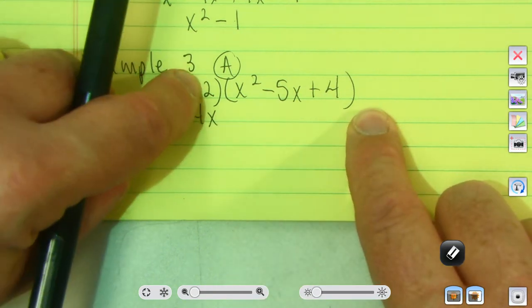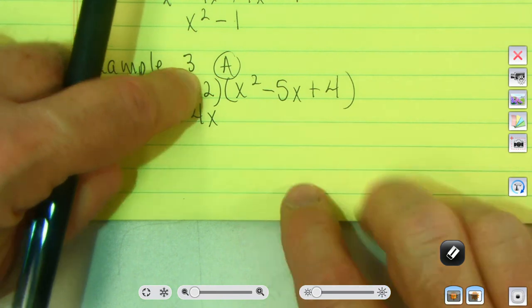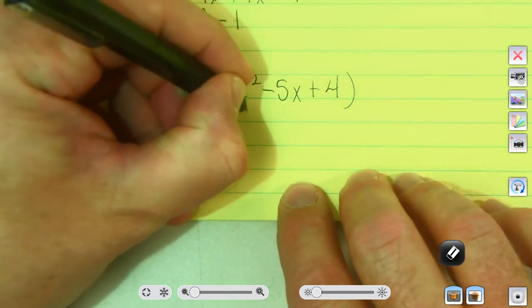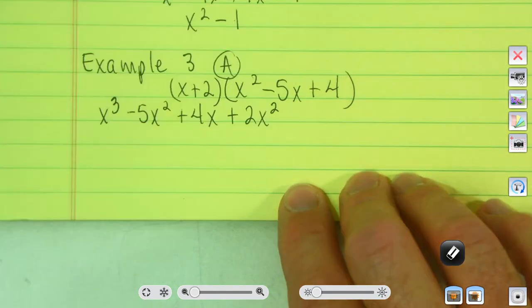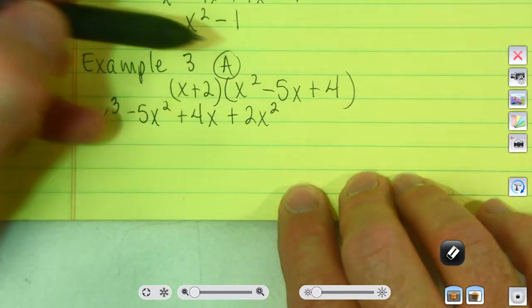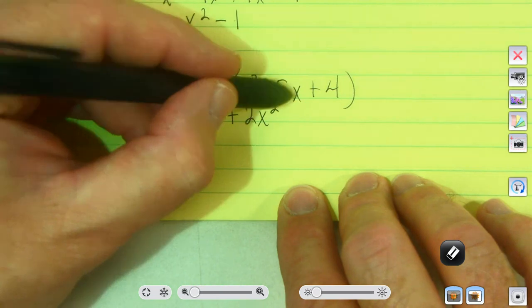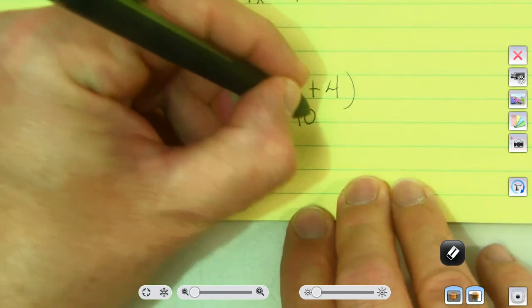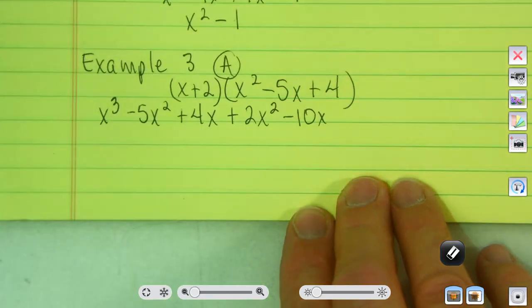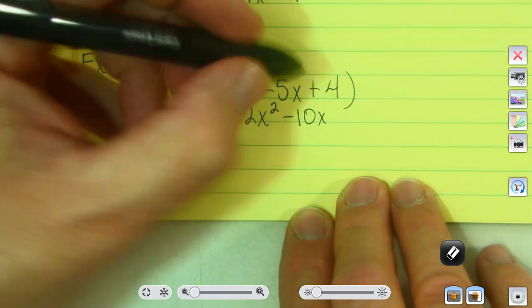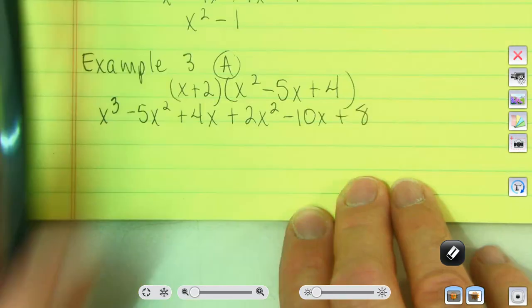We're going to do the same thing now with 2. So 2 times x squared is 2x squared. Then 2 times negative 5x is negative 10x. And then 2 times 4 is plus 8.